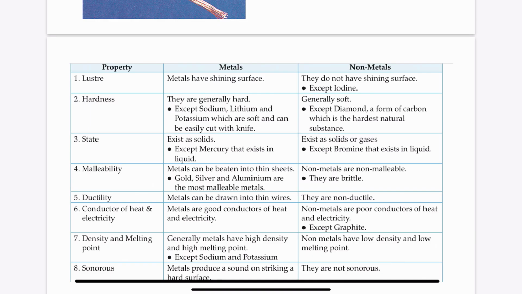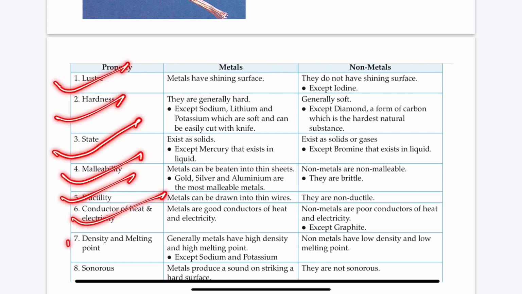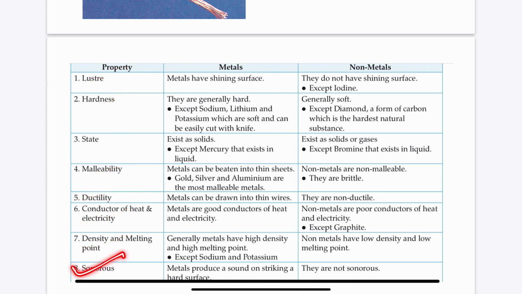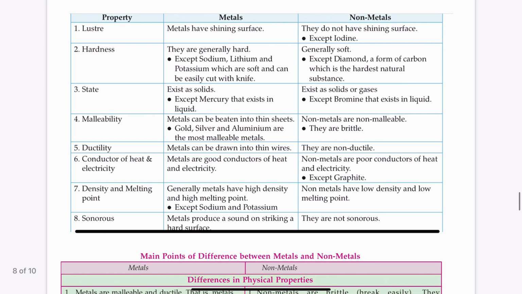Clear? So if you want to do a comparative study of metals and non-metals on the basis of their physical properties like luster, hardness, physical state, malleability, ductility, conductor of heat and electricity, density, melting point, boiling point and sonorous, this is the chart for you. You can take the screenshot, or if you want, you can pause the screen and write it down.